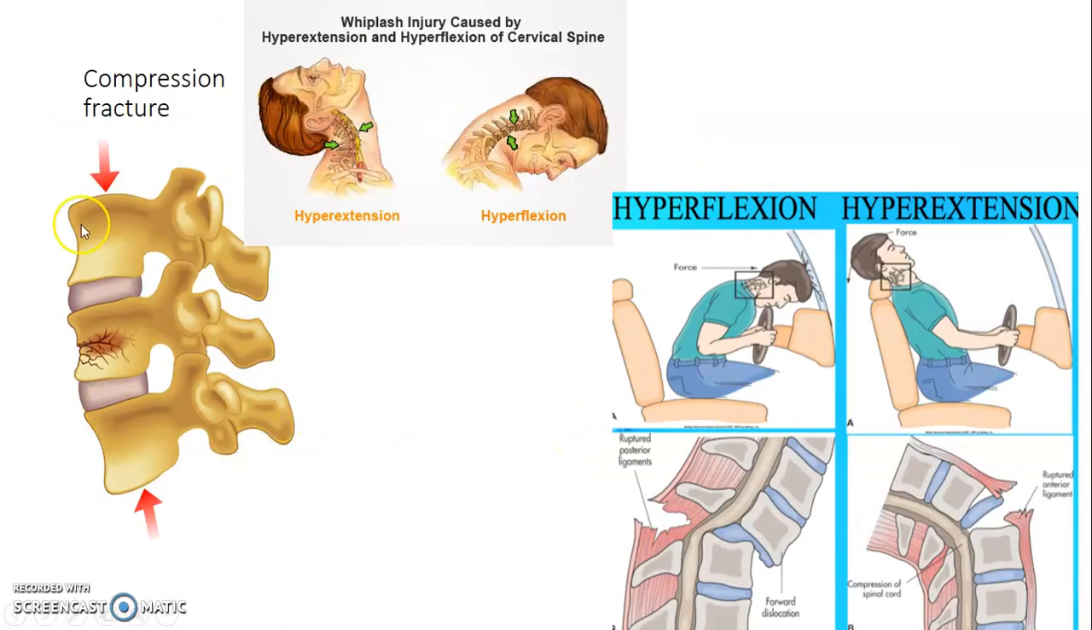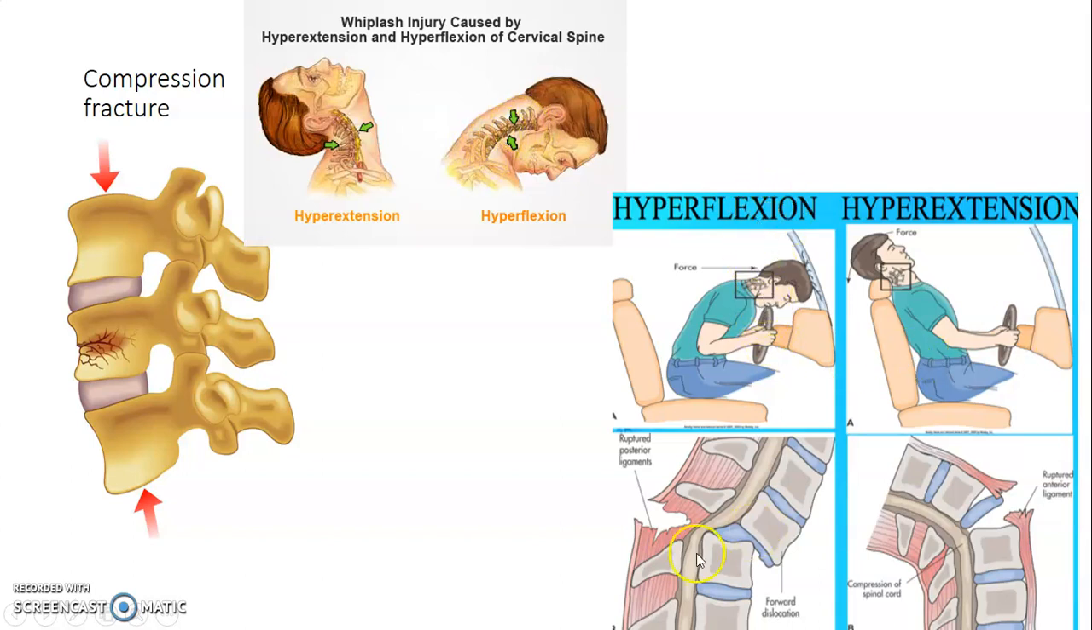Okay, so this just shows you a compression fracture. If there is force from both sides, you compress the anterior part of the vertebral body. We have what you call whiplash injury. In hyperextension, that's how the injury will occur. With hyperextension, you tear the anterior longitudinal ligament. With hyperflexion, you can get compression fractures because the vertebral anterior parts will be affected.